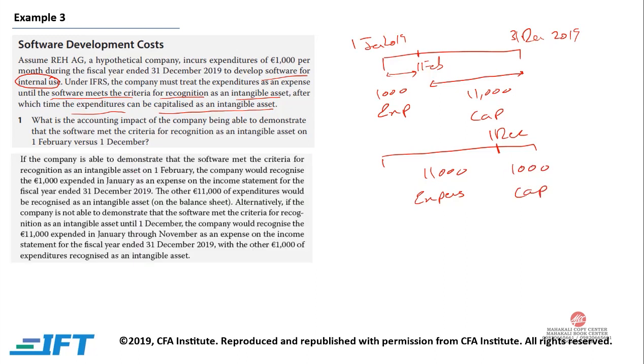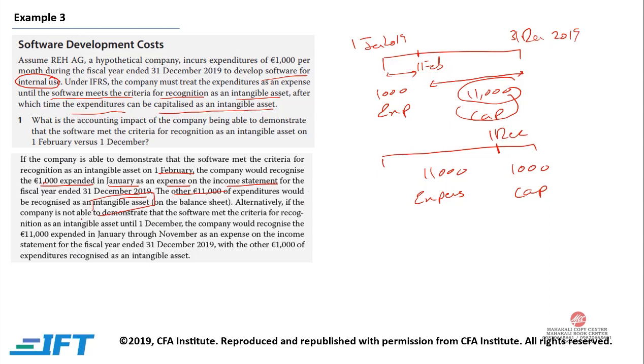Now, if the company is able to demonstrate that the software met the criteria for recognition as an intangible asset on 1st February, the company would recognize $1,000 expensed in January as an expense on the income statement for the fiscal year 31st December 2019. The other 11,000, as we have mentioned, would be capitalized. So the 11,000 expenditure would be recognized as an intangible asset on balance sheet.